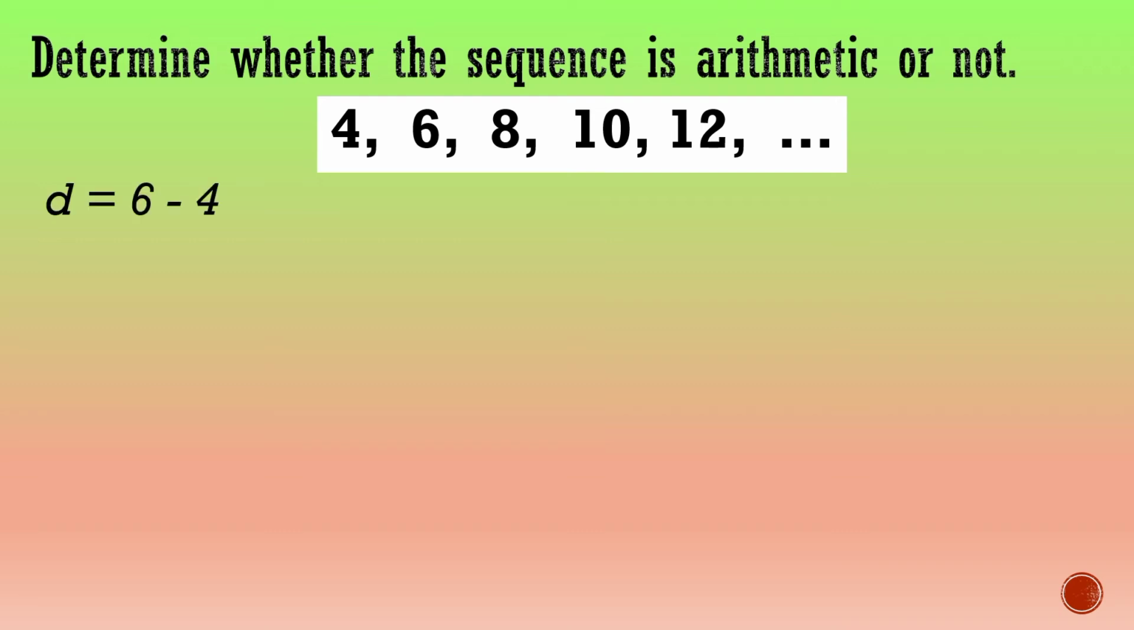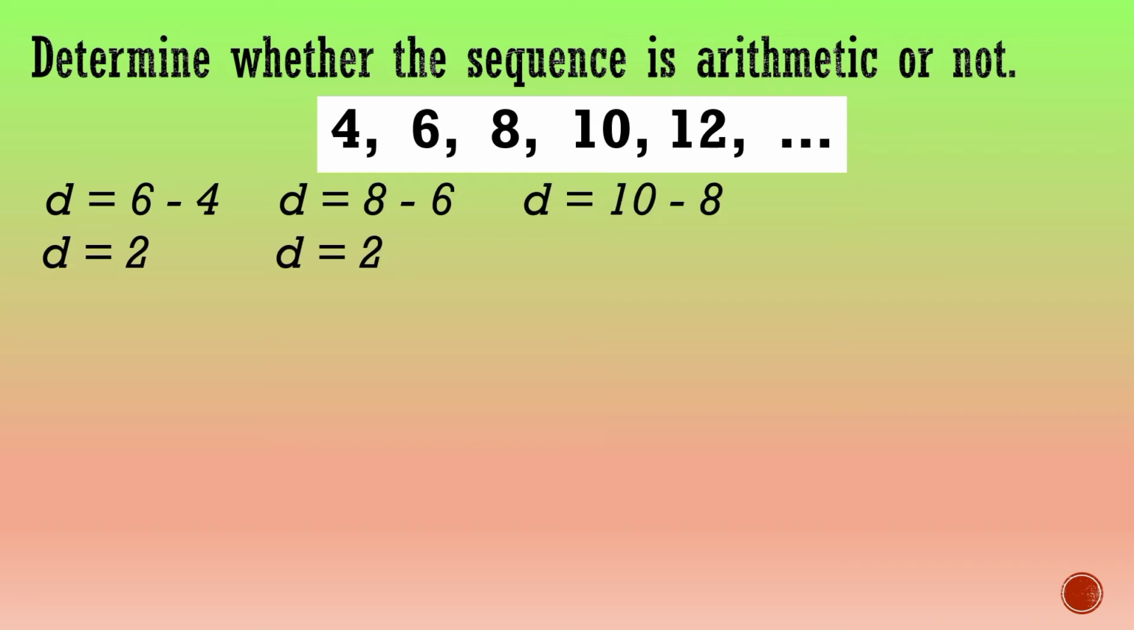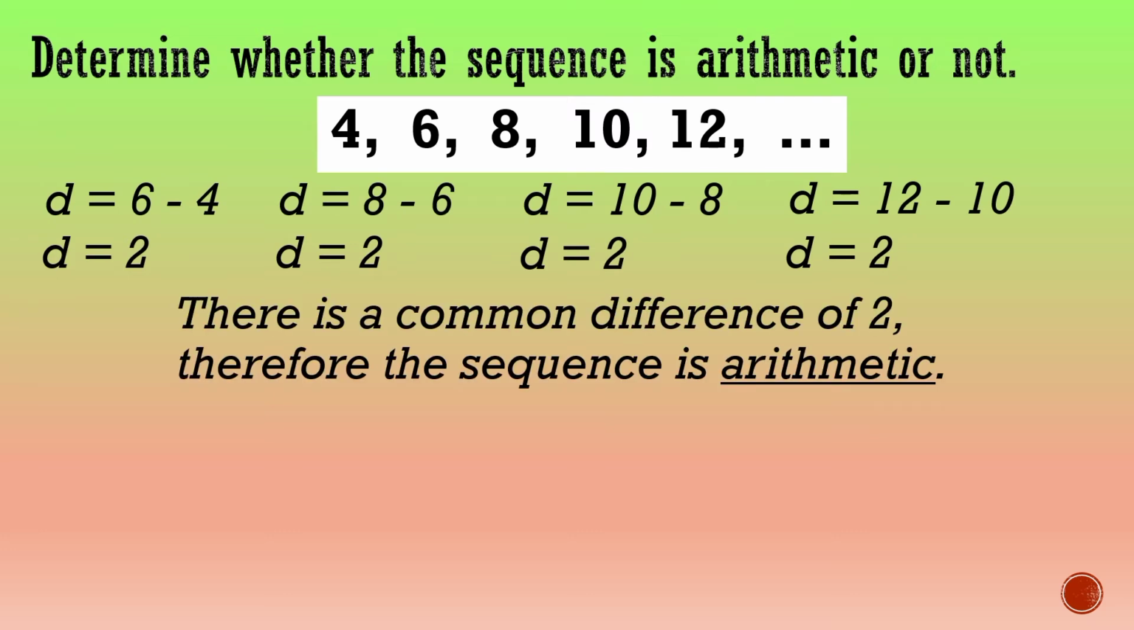6 minus 4 is 2. 8 minus 6 is 2. 10 minus 8 is 2. 12 minus 10 is also 2. So, look at the value of D. They are all equal, pare-pareho. Pare-pareho silang 2. Therefore, there is a common difference of 2. Therefore, the sequence is arithmetic.